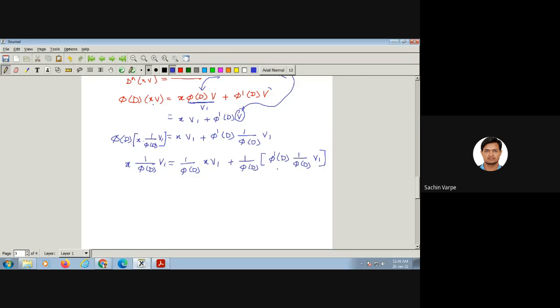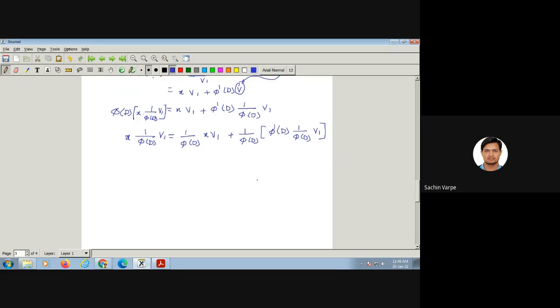And we adjust some terms on both sides. So what we get here, 1 upon phi of d operated on x into v1, by adjusting the terms from this expression, is equal to x minus 1 upon phi of d, phi dash of d, this the whole times 1 upon phi of d operated on v1.